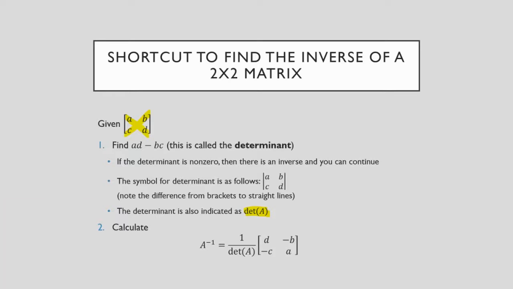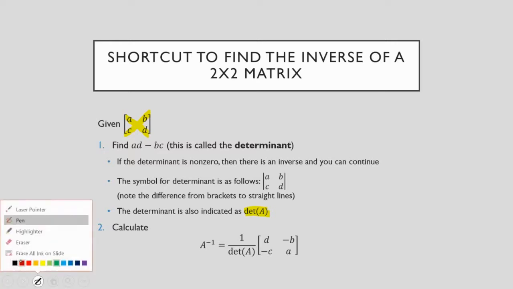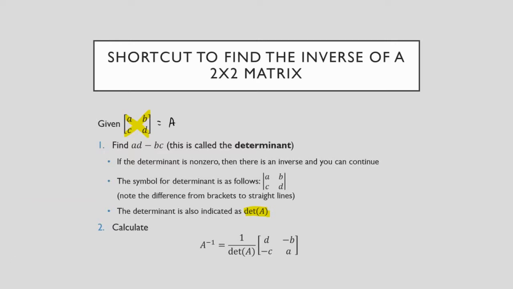So if we said this matrix is equal to A, then the determinant of A is A times D minus B times C. So I just use that symbol, or I write it that way instead of the straight lines because it can get confusing. And usually if you're using a calculator that does programming, they usually have some built-in thing that's a determinant and they use DET. So that's what I use for the determinant.